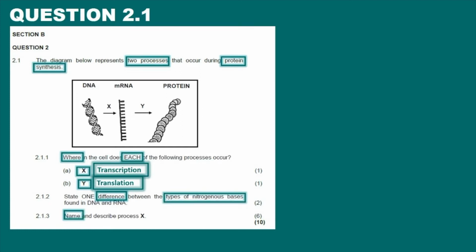Question 2.1.3, they ask you to name and describe process X. So this was quite an easy one. Usually they will give you a picture of transcription and ask you to discuss or explain translation or vice versa. So this should be an easy 6 marks, as you can still answer this question even if you don't understand it, because you just have to memorize the memo.